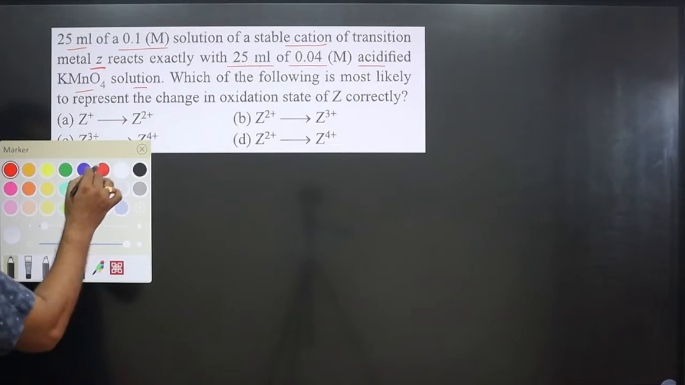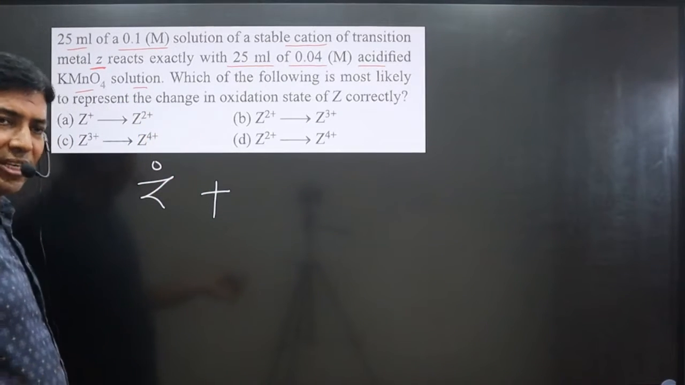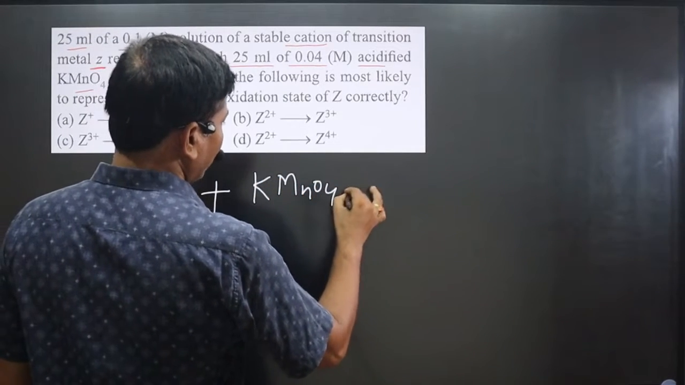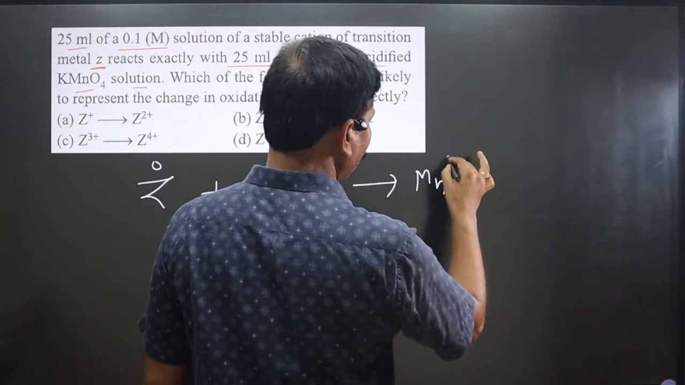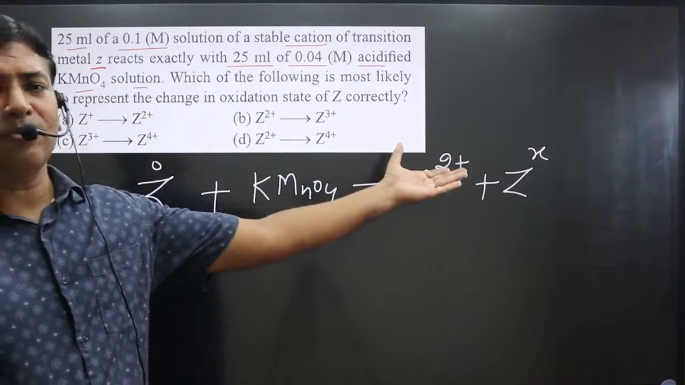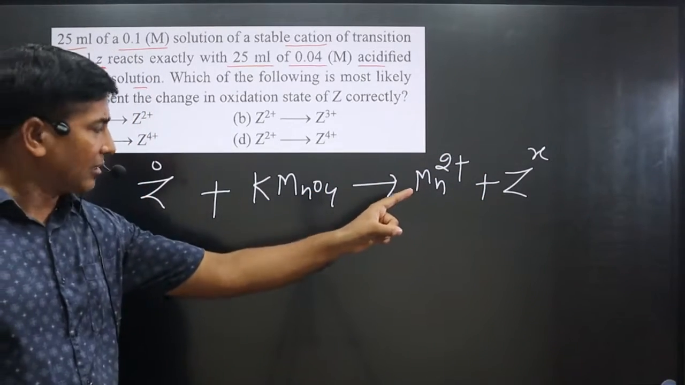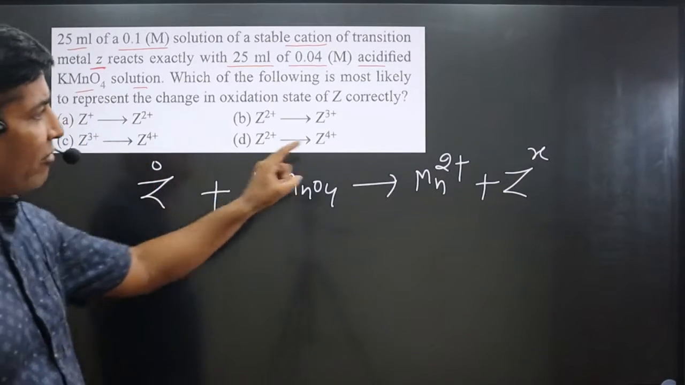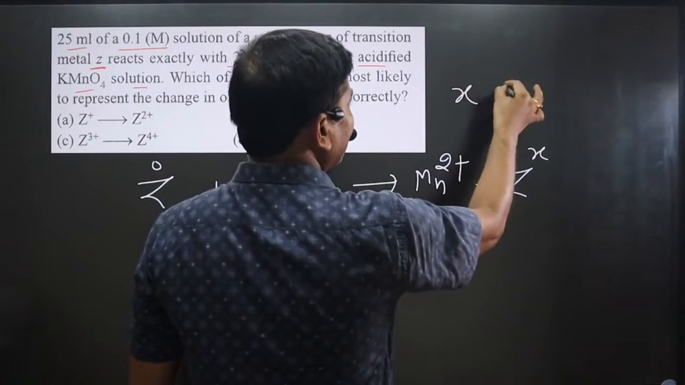How is the reaction taking place? We have Z present in neutral form. A single metal means it has a zero oxidation number. It is reacting with KMnO4, and this reaction is taking place in acidic medium, so KMnO4 will always convert into Mn2+ in acidic medium. Then we have Z with a new oxidation number, which is unknown, so I assume it is X. Since Z is undergoing oxidation, there should be an increase in oxidation number, so X is greater than 0.